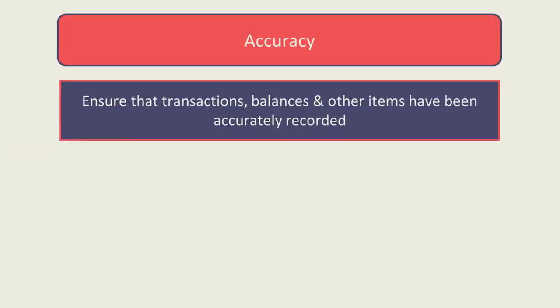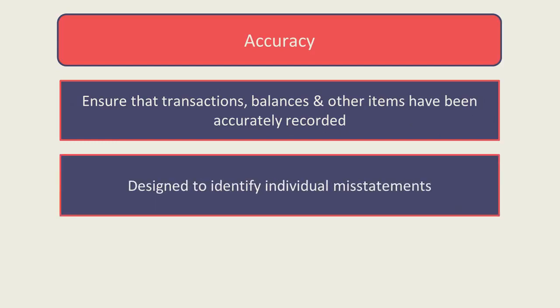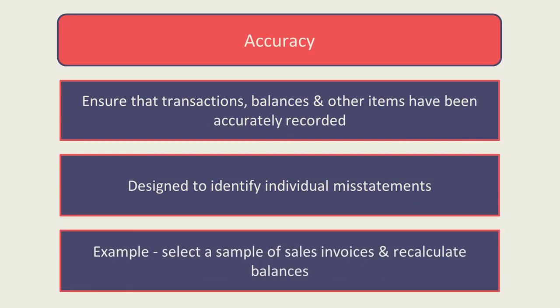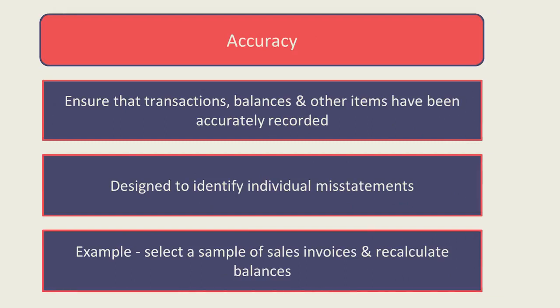Accuracy is to ensure that all transactions, balances, and other items have been accurately recorded. Audit tests are designed to identify individual misstatements. An example would be to select a sample of sales invoices and recalculate the balances.